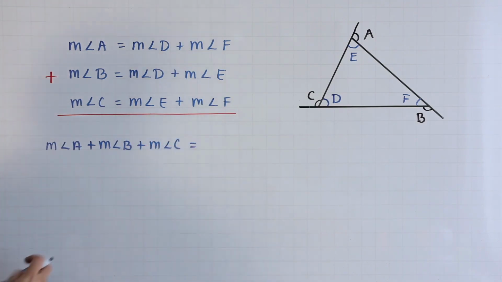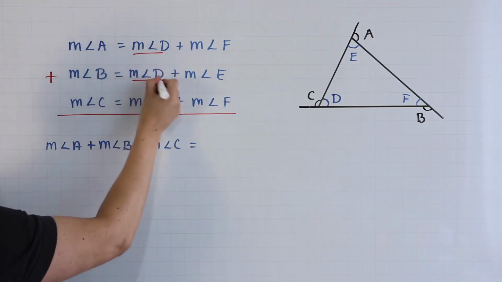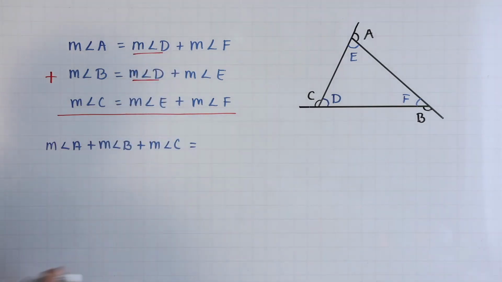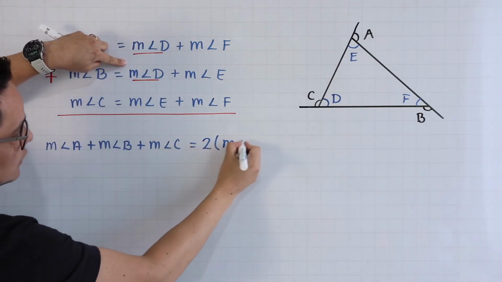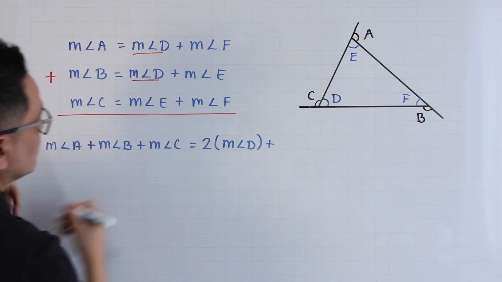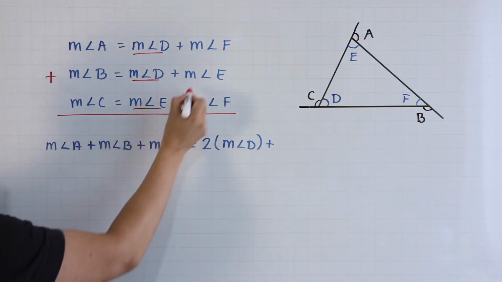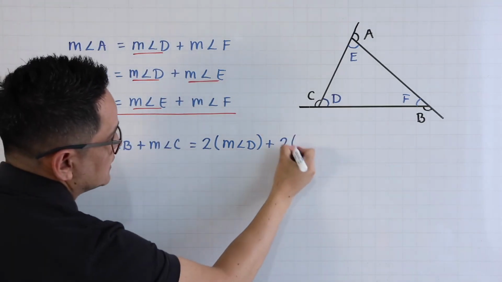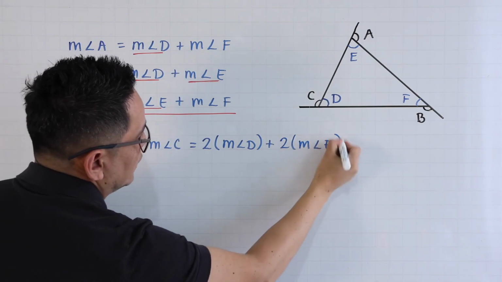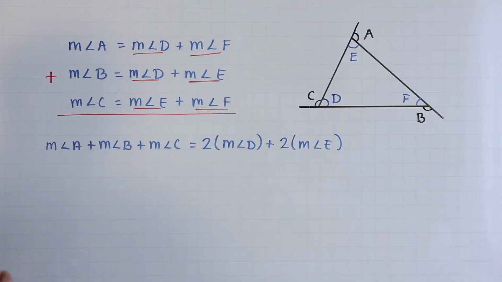Now on the right side, what would I have? Well, let's see. Let's see how many times the measure of angle D appears. You can see it appears here and also over here, so I have a total of 2 times the measure of angle D. To this, we're going to add, let's see how many times the angle E appears. You can see it appears here and also over here. So, we're also going to add 2 times the measure of angle E. And then we're also going to add 2 times the measure of angle F.